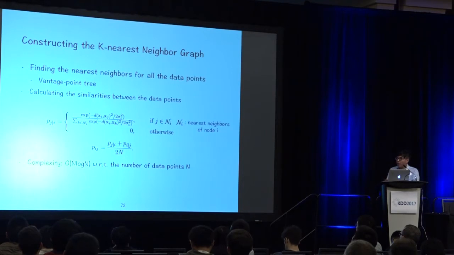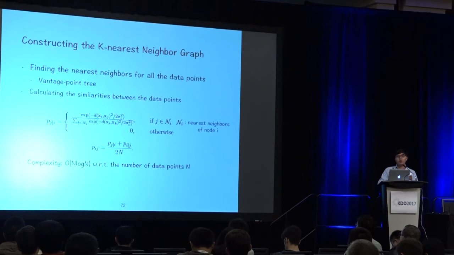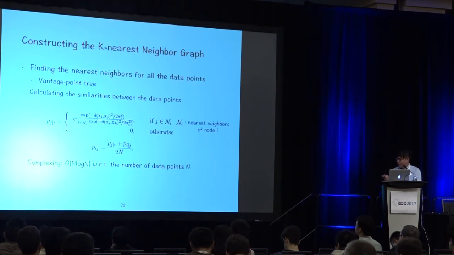So in t-SNE, in the first stage of constructing the k-nearest neighbor graph, you first find the nearest neighbors for all the data points, which is done by the vantage point tree. Once we find the nearest data points for every data point, we calculate the similarities between the data points. This is done using a Gaussian kernel. So here, basically, we measure, where d(x_i, x_j) is the Euclidean distance between the two data points i and j.